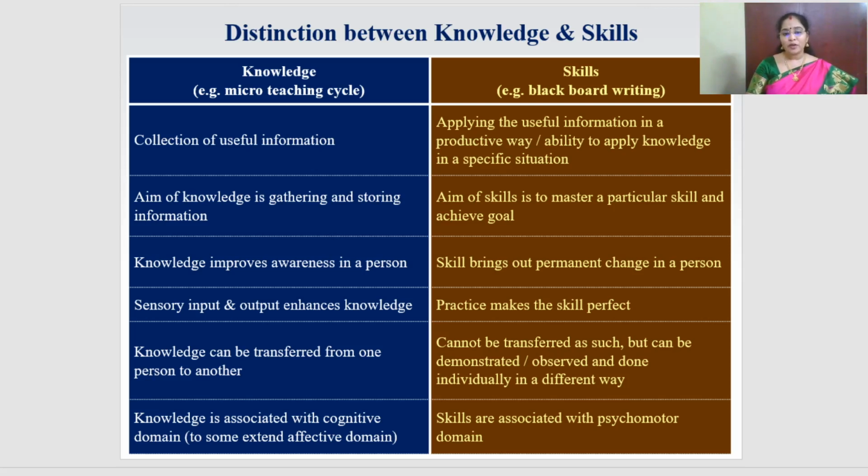Knowledge is collection of useful information, but skill is applying those useful information in a productive way, as well as the ability to apply the knowledge in a specific situation. The aim of knowledge is gathering and storing information. The aim of skill is to master a particular skill to achieve the goal. Knowledge improves awareness in the person. Skill brings out permanent change in the person. The sensory input and output enhances the knowledge, but practice makes a man perfect in skill.